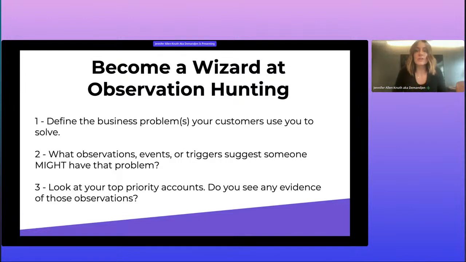We have to live and breathe like our buyers do, which means taking a much deeper look. Second, what observations, events, triggers might suggest someone has that problem? This is a big trap I fell into when I was a seller: I would look at my territory by demographics. I would ask which companies in my territory have the most salespeople, so I can get the biggest deals. I wouldn't reflect much on whether there is any evidence to suggest they have the problem that we solve. So what I'm suggesting here is we need to actually map that out.